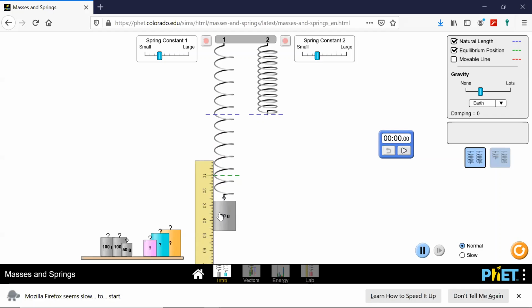It doesn't have to be 15. It can be anywhere between 10 and 20. And then it starts oscillating when I release it. And this should never stop, if there is no air resistance, no friction, which we call damping. But there is none here, so it has to move forever.